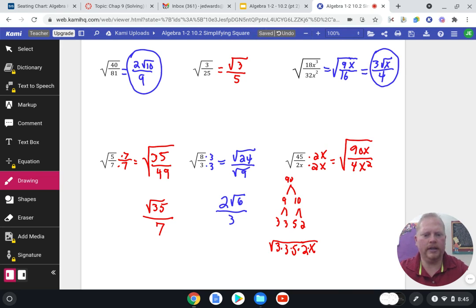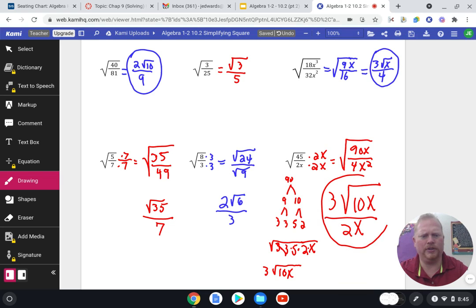So I see a group of 3. Those can escape and make a single 3 on the outside. The 5, the 2, and the x, none of them have a partner, so they all have to stay on the inside. And I can multiply that and make it 10x. So then my new numerator is 3 on the outside and 10x on the inside. And then my new denominator, 4x squared is a perfect square. Square root of 4 is 2. Square root of x squared is x. So that was kind of a tricky one.